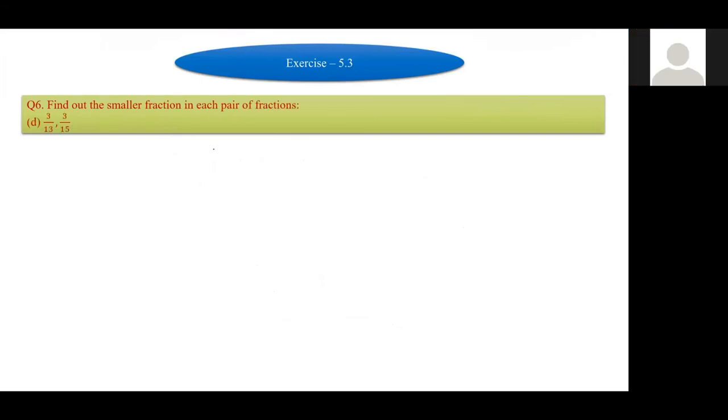3 by 13, 3 by 15. So first we will convert the unlike fractions into like fractions. It's 3 by 13 and 3 by 15 only, na? You told 5 by 15, that's why I'm asking you. No, sir. I said 3 by 15, 3 by 13. Okay, fine. No problem then. Next, what will we do? LCM of denominators. So what will be the LCM?